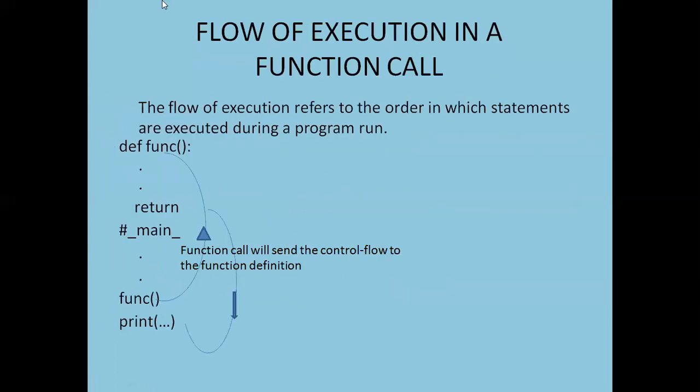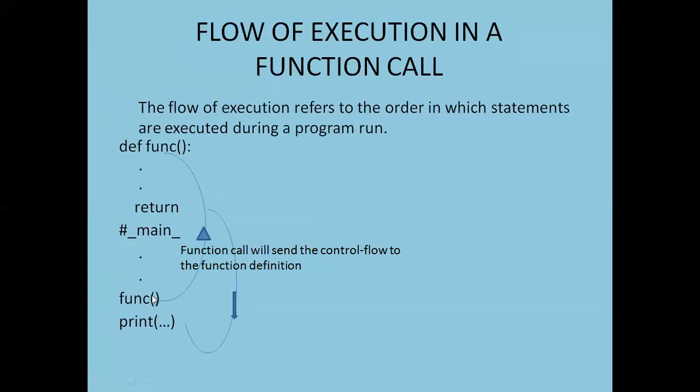So how does it really work? The flow of execution in a function call is this way. The flow of execution refers to the order in which statements are executed during the program run. That means here I have defined my function. My function name is func, and it is returning some value. So this is the end of my function, and after that only comes my main program part.